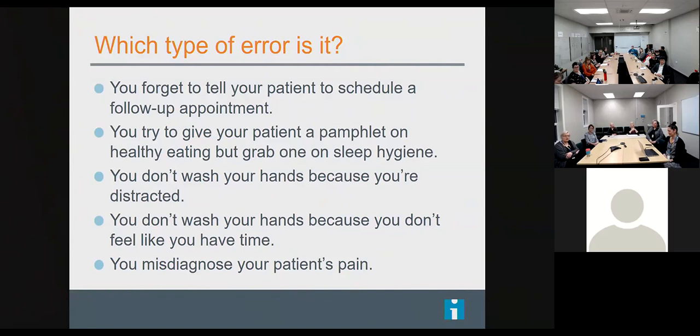So you misdiagnose your patient's pain. What would that be? It's probably a mistake. Yeah, exactly. So you can see there's a clear difference between a mistake or a lapse and a violation. Great.